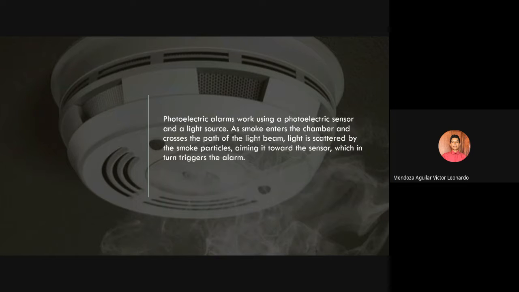Well, the photoelectric alarm works using a photoelectric sensor and a light source. As smoke enters the chamber and crosses the path of the light beam, light is scattered by the smoke particles, aiming it toward the sensor, which in turn triggers the alarm. And now this is all from us and our team on the main characteristics and simple applications of the operational amplifier. Thank you.